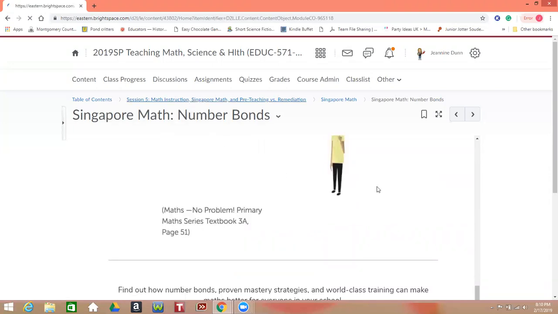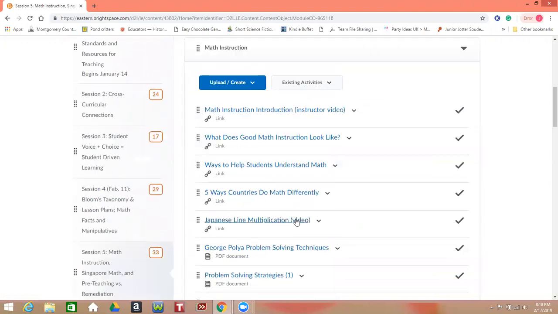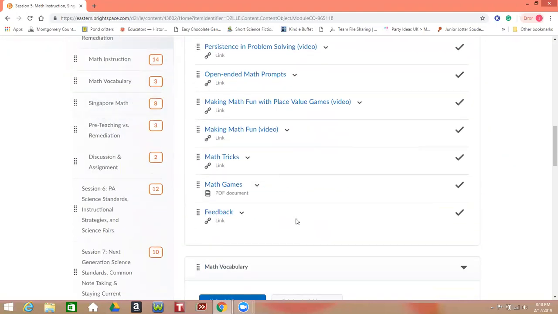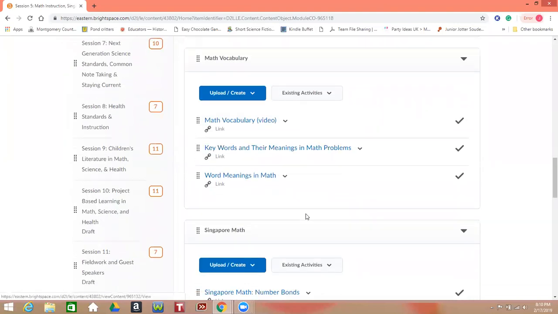I have some other things there too about number bonds. There's a blog post by a mom who shows how she uses number bonds with her son, and he's included in there. I thought that was nice to see a student actually working with the manipulatives.